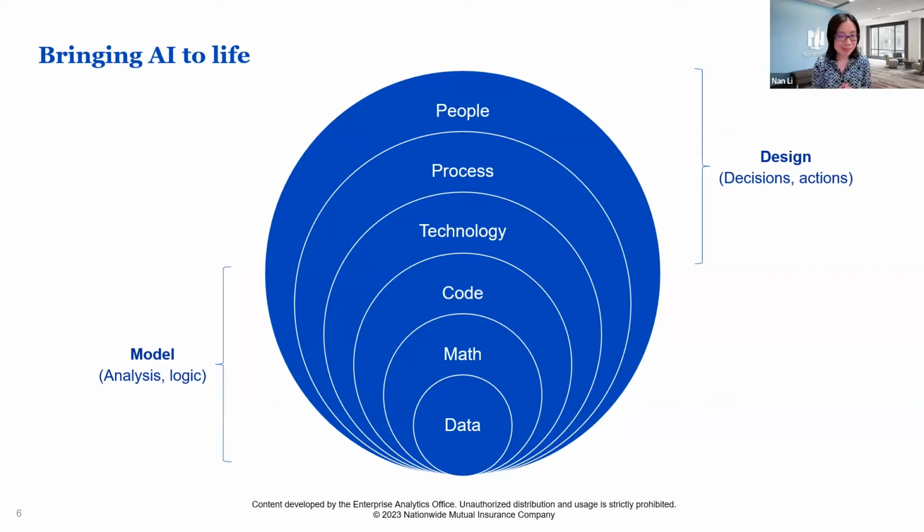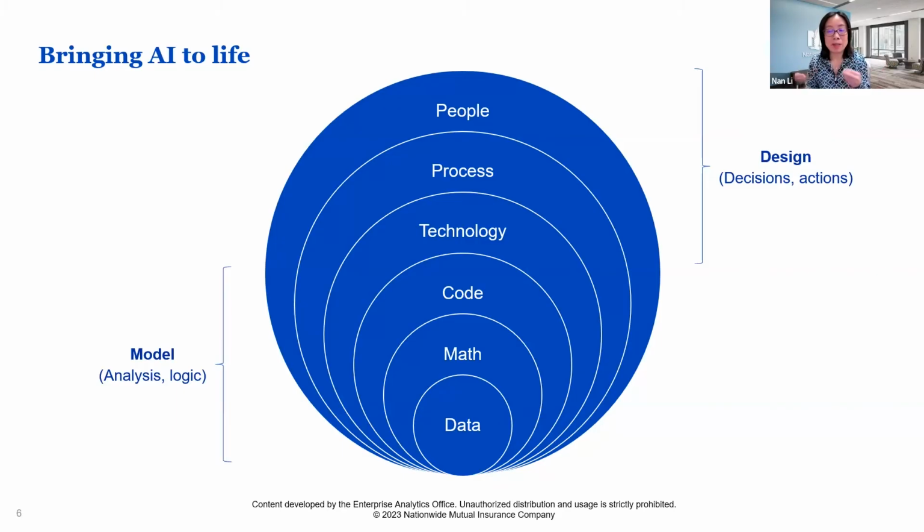Then we have smart data scientists. Of course, we use all kinds of modeling techniques, putting math on top of the data to arrive at insights. Then we have the code around the model so that when you have an input, you get an output. So basically those three components are the model. That's the analysis logic that Gartner talked about. But just having a model itself, it doesn't have life. It doesn't do anything until we put it into the technology and process interacting with people. That is the design portion.